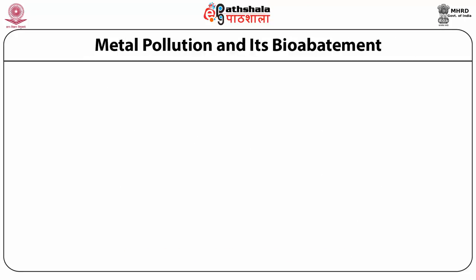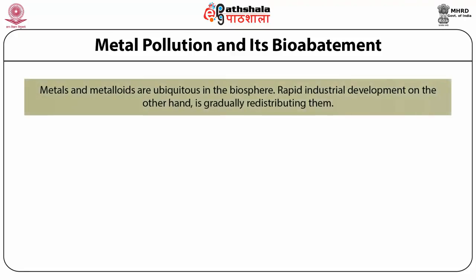The next problem is how to reduce metal pollution and how metal is removed from polluted bodies. Metals and metalloids are ubiquitous in the biosphere. Rapid industrial development, on the other hand, is gradually redistributing them. Though some of the metallic ions are essential for the continuation of life processes, others are known to be harmful at various concentrations to living organisms, including man.